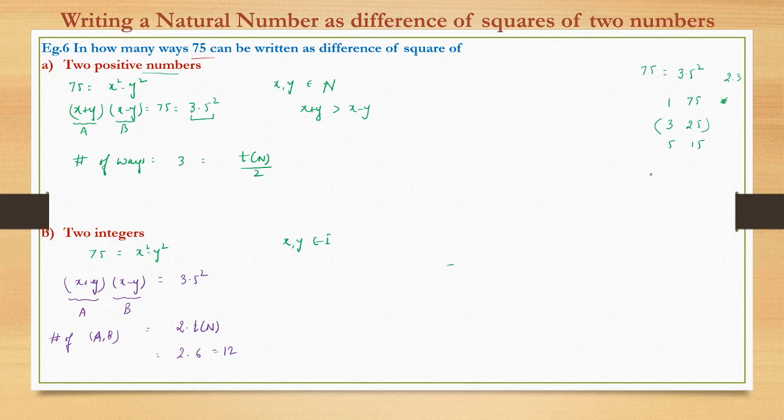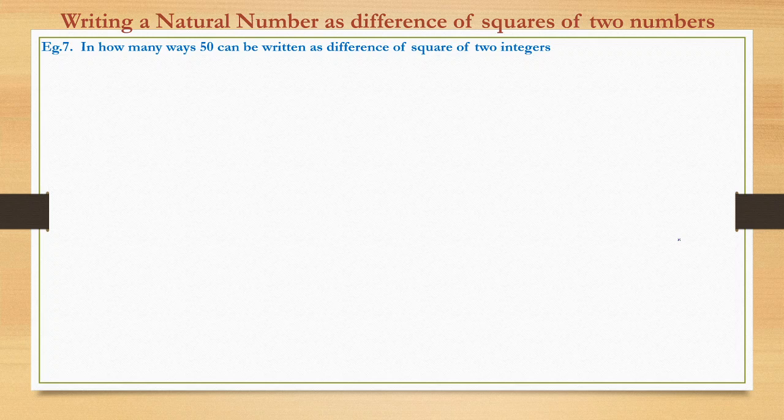I mean, if we write here, x plus y can take all the values 1, 75, 3, 25, 5, 15, then the negative numbers also, negative pairs also it can take. So 12 numbers it can have, right? So this is it.